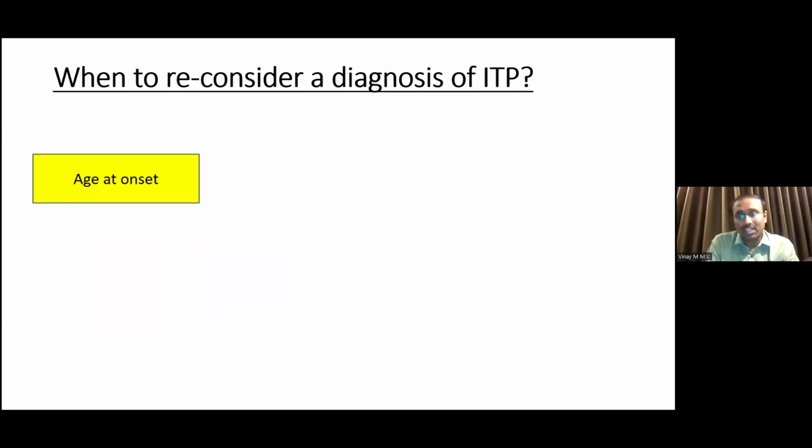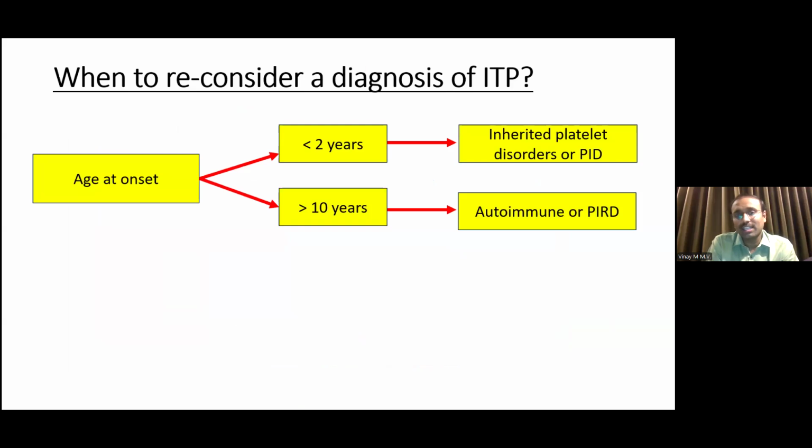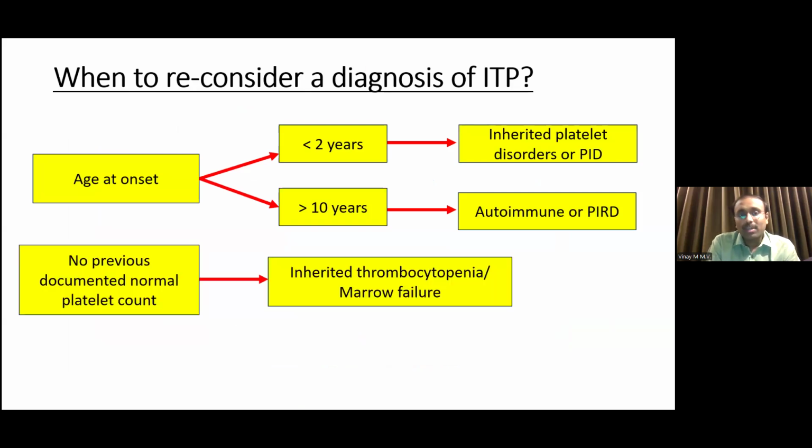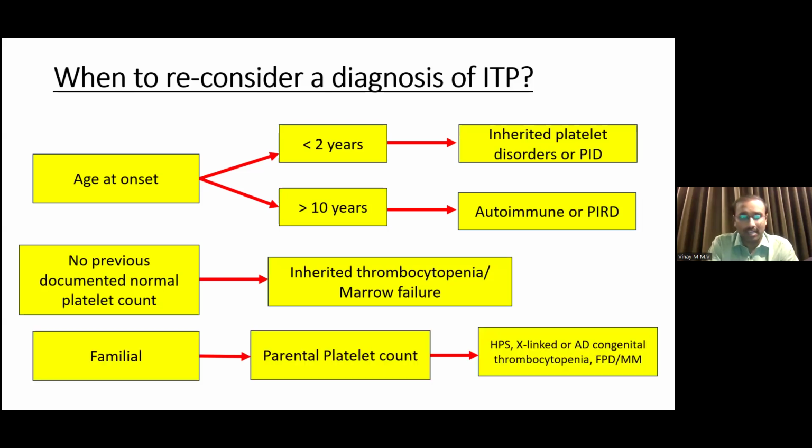So one is age of onset. If the age of onset is less than 2 years, and it is chronic and persistent, not getting better with the usual 1 or 2 lines of treatment, we may have to consider an inherited platelet disorder. If the age of onset is more than 10 years and it is chronic and not being controlled or resolved, maybe there is some immune dysregulatory syndrome underlying. If there is no previous documented normal count, then also we may have to think about an inherited thrombocytopenia syndrome if it is not getting better.